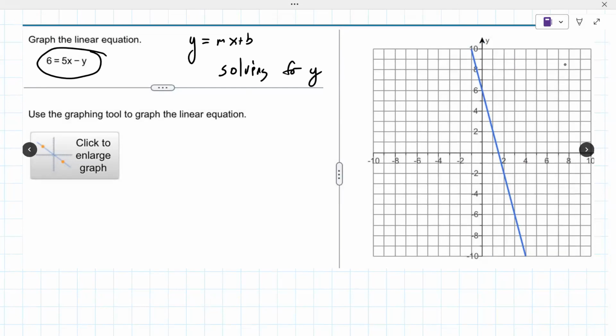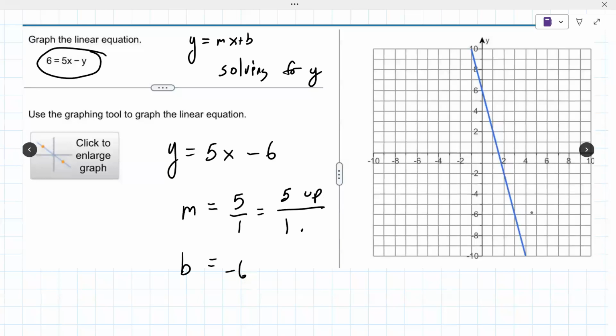Now, there's a couple of ways to do this one. Do you want to give that a try, solving it for y? Sure. Wait, is it y = 5x - 6? Yes, very good. What is the slope and what is the b value? 5 and negative 6. Okay, now the slope is really 5 over 1, and that means 5 up, 1 right.